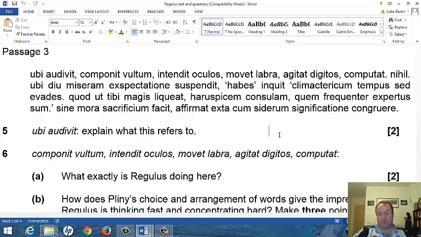Let's go through it one more time before we go on to passage 4 and passage 5, and then we'll be done on this video. So passage number 3, when he heard, and you could even put Regulus in if you wanted. I'm going to do that, so I'll start again. Ubi audivit. So when he heard, he composes an expression, he fixes his eyes, he moves his lips, he fiddles with his fingers, or he moves his fingers around, and computat, he makes calculations.